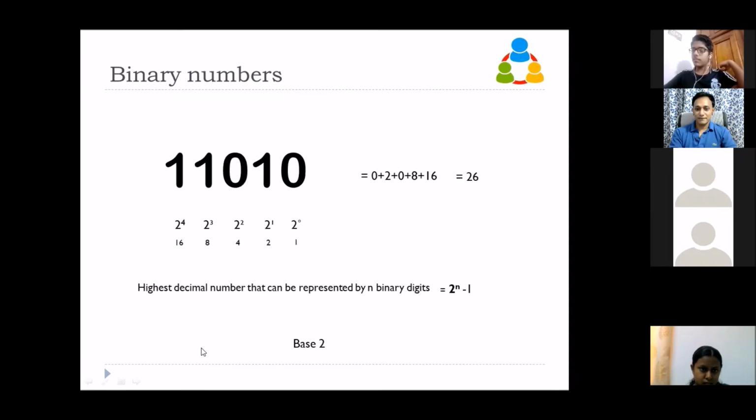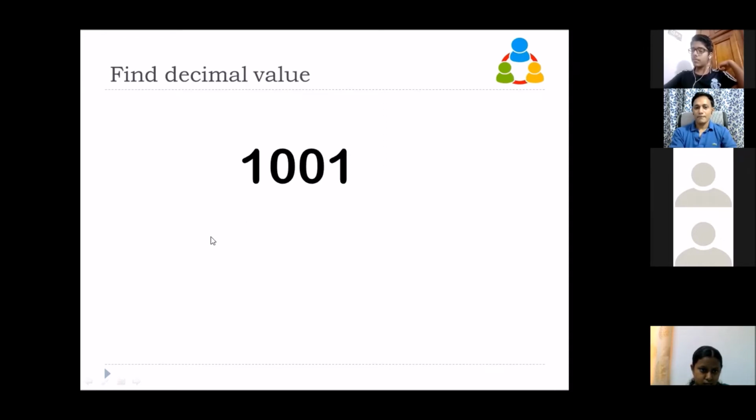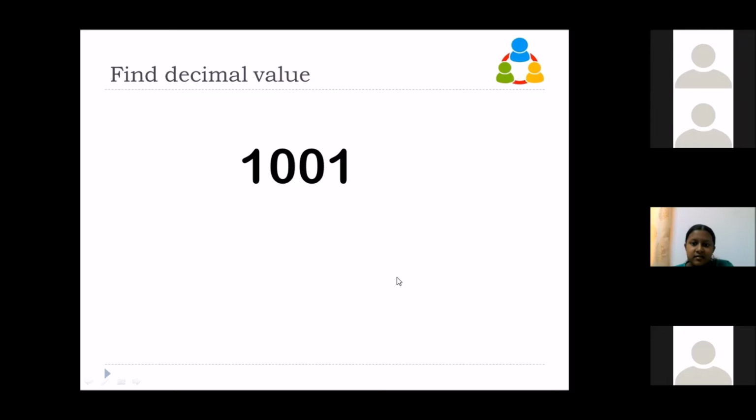So it will be 1 into 2 raised to the power 0, then 0 into 2 raised to the power 1, plus 0 into 2 raised to the power 2, and 1 into 2 raised to the power 3. So what is the value? He is perfectly right. 9. This is ones, this is twos, this is fours, this is eights, this is 16s, this is 32s. Do all of you get it? Yes, sir.